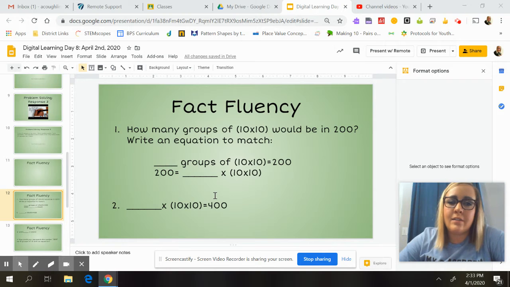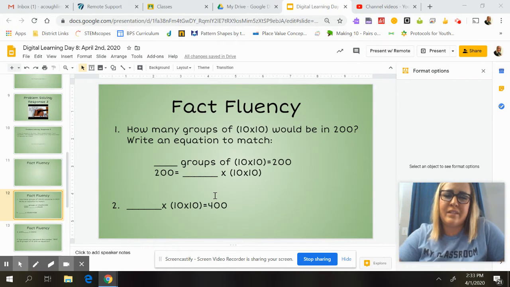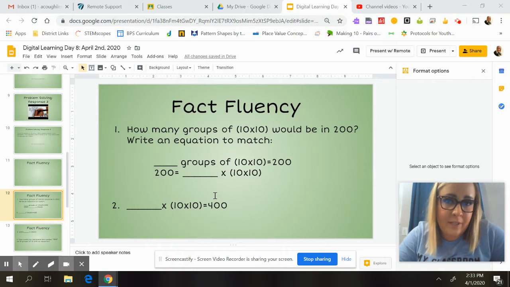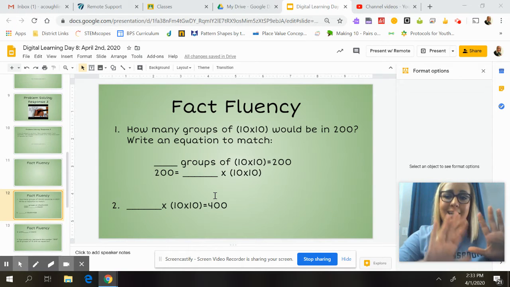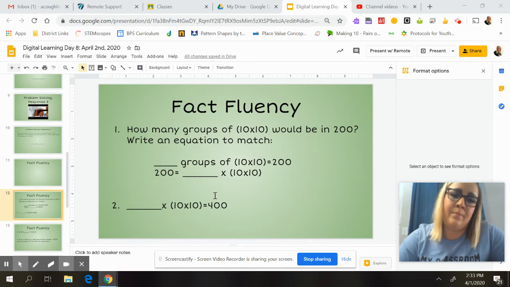So we're going to take a look at this fact fluency. There's a couple different problems on fact fluency, but they're all dealing with groups of 10. And I want you to remember, what is 10 groups of 10? If I had to think about 10 groups of 10, so if I counted by 10, 10 times, what number would I be?